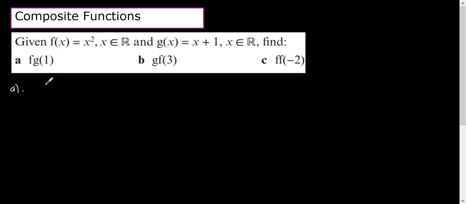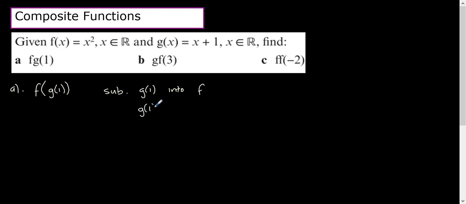Now, I'll rewrite this question, and I tend to rewrite them in a certain way because I think it makes more sense to me, and it tells me what I'm supposed to do. So I'm going to write this as f, and then inside the bracket for f, I'm going to put g of 1. And that's telling me that I'm doing g of 1 first, and then I'm substituting into f. So I'm going to sub g of 1 into the function f.